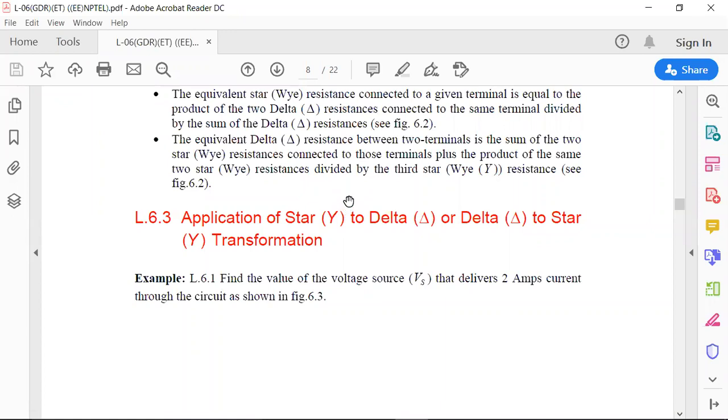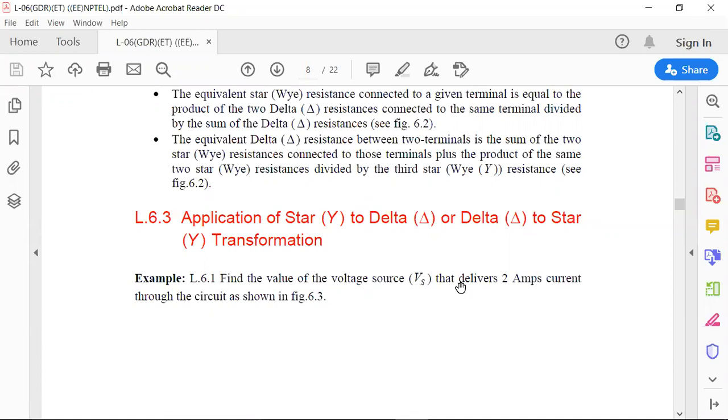In our previous session we discussed problems on star to delta and delta to star transformations. In this session we will discuss a few more problems on the same combination, star to delta and delta to star. Let me solve a few problems.